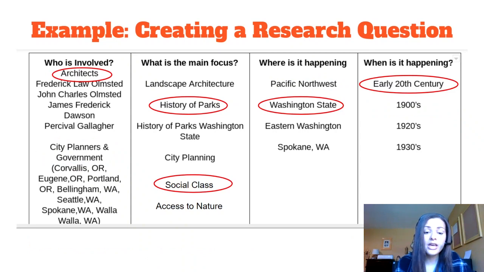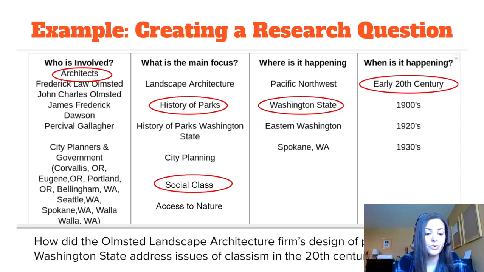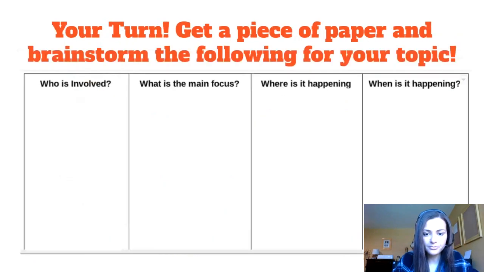So let's say, on the other hand, I was also really interested in the social class aspect of it. Here I have a completely different research question. How did the Olmsted landscape architecture firm's design of parks in Washington State address issues of classism in the 20th century? So here again, we've gone from that very broad idea to something more concrete and more focused.